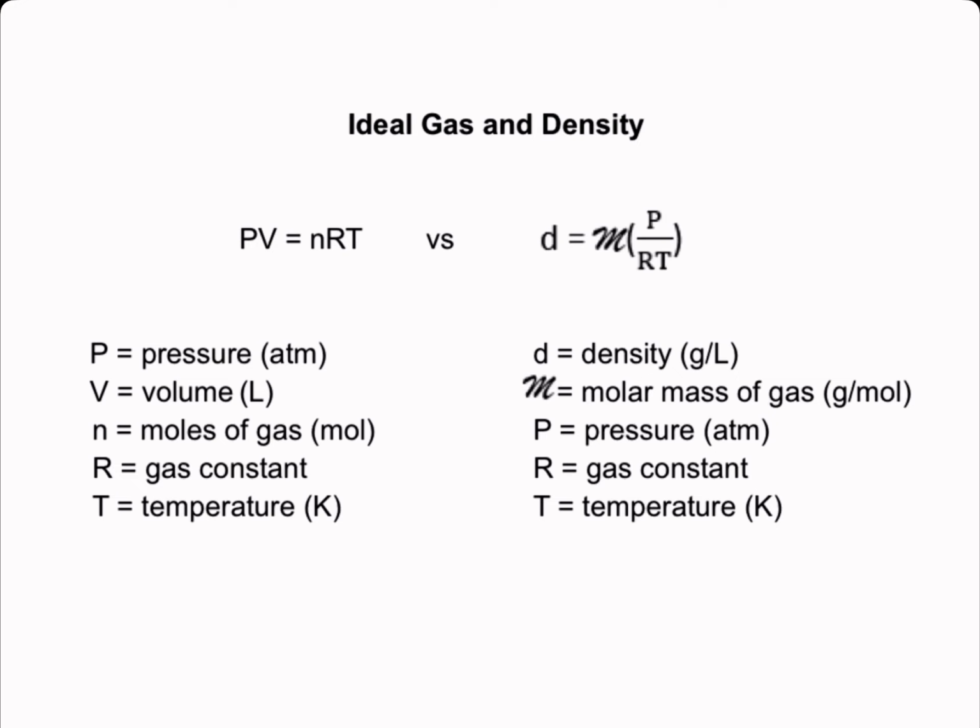The density formula of an ideal gas can be derived from the ideal gas law, where D equals M times P over RT. D is density, M is the molar mass, P is pressure, R is the universal gas constant, and T is temperature. And the common units for these factors are listed. Let's take a look at an example.